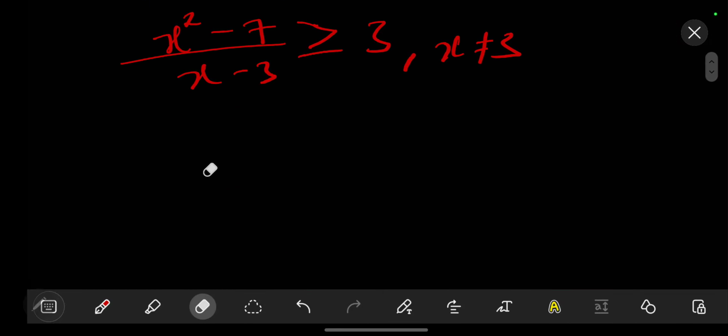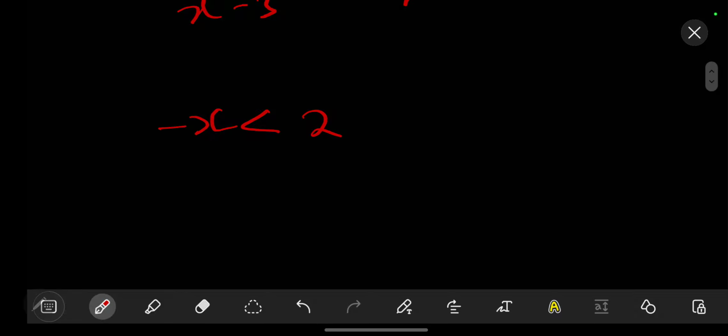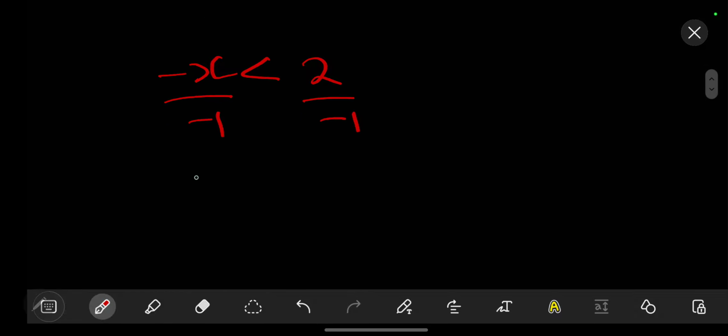There's an important rule. For example, if you have, let's say, negative 1 is less than negative x is less than 2. To get rid of this, we need to divide by negative 1. Immediately we divide by negative 1, it will be x. Then this sign will change, facing the other side. So x is greater than 2 divided by negative 1, which is negative 2.